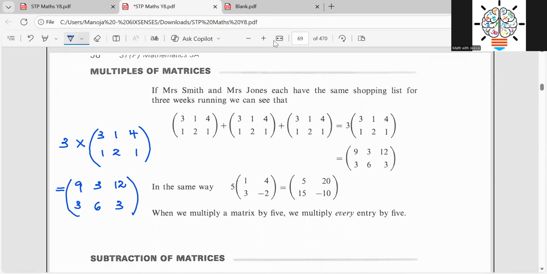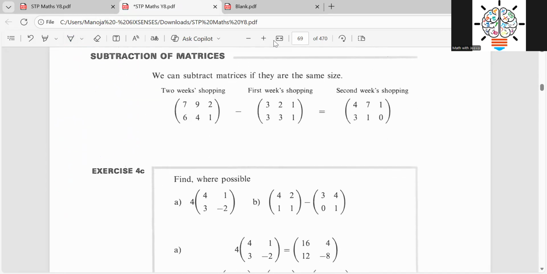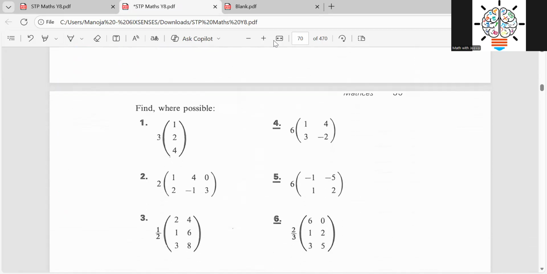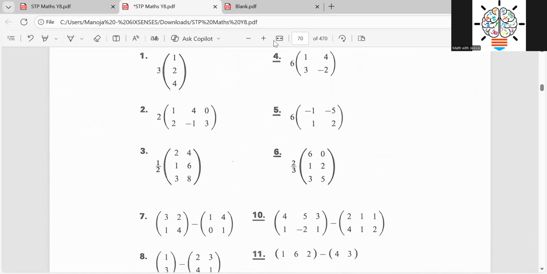You just see the next one. 5 times 1, 5. 5 times 4, 20. 5 times 3, 15. 5 times negative 2, it is negative 10. Right? And I will show you another example here. Let's say you come across a number like this. Question number 2, look at this. So the multiples, right? Question number 2.